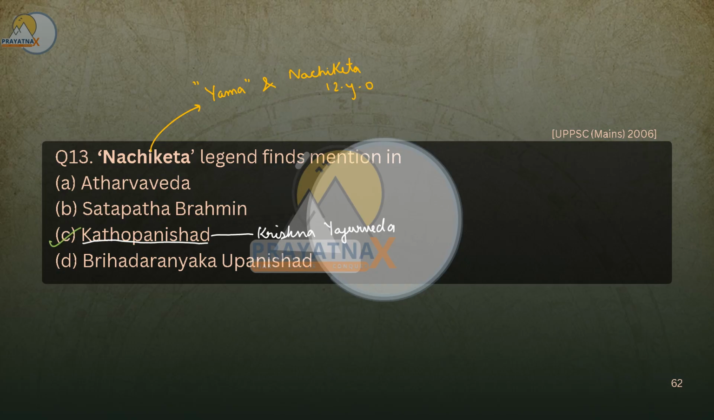Then let's look at the other options. Atharvaveda. Atharvaveda is the book of magical formulas, whereas the Shatpat Brahmin explains about the sacrificial ceremonies. And although it contains mythological stories and other philosophical concepts, it does not find any mention of Nachiketa. Another thing to point out here would be it also mentions the construction of fire altars.